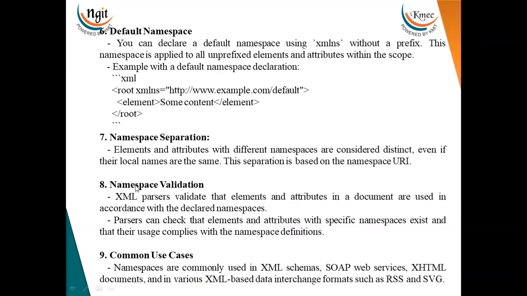And namespace validation. How are we validating? XML parsers will validate the elements and attributes in a document according to the declared namespaces. Parsers will check the elements and attributes against the specific namespace that has been given, and whether the document complies with that namespace's definitions.